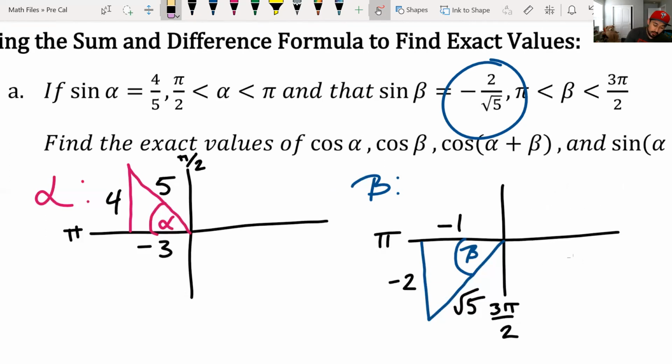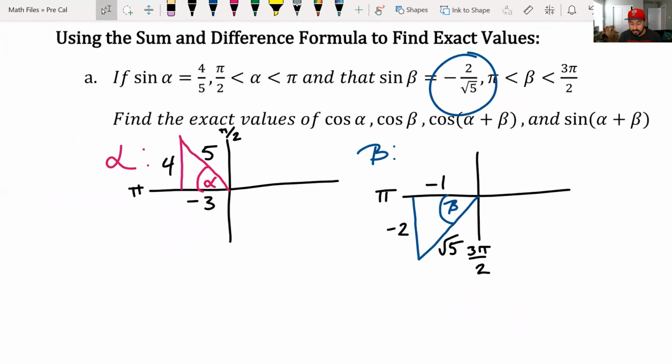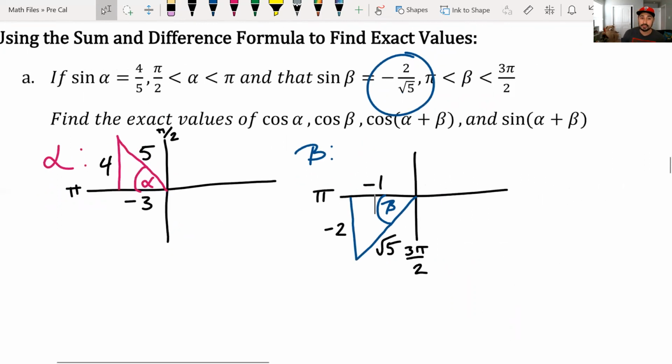Okay. We have all the information we need for alpha and beta, which means we can answer the questions above. What's cosine alpha, cosine beta, cosine alpha plus beta, and sine alpha plus beta? So that's where we'll start. We'll say number 1.